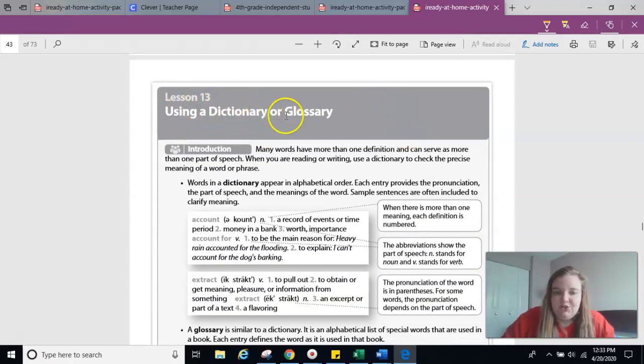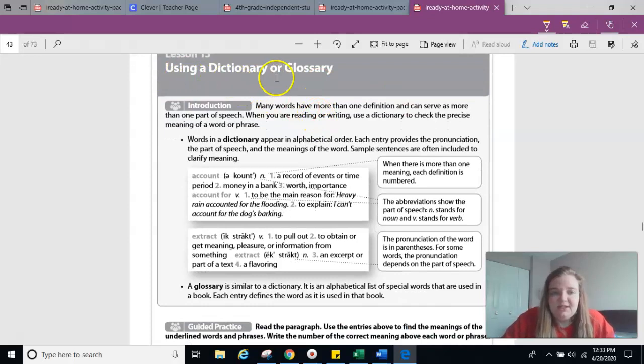Moving on to page 43, using a dictionary or glossary. We've done this before plenty of times. Go to your trusty dictionary.com. That's what we're going to use. A glossary is just a dictionary in the back of a text, but since we do not have an actual text in a book that we're using, we're not going to use a glossary.